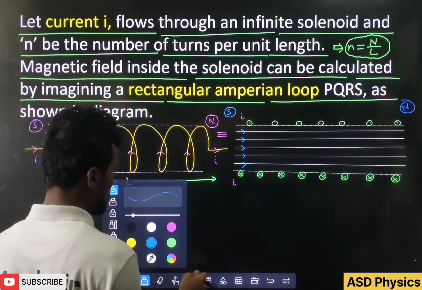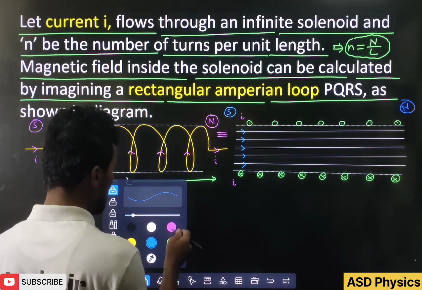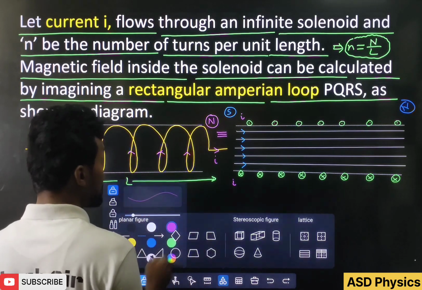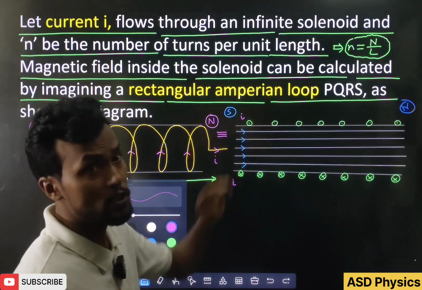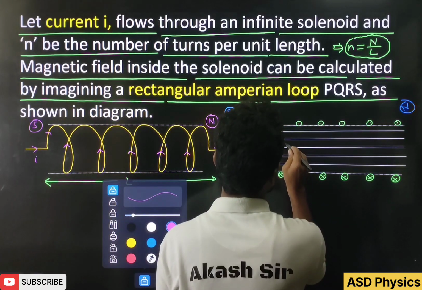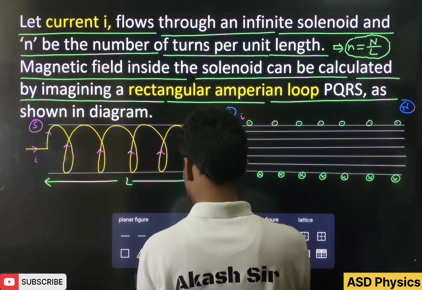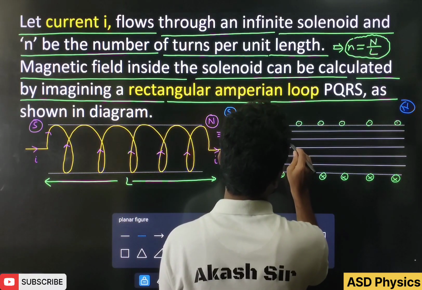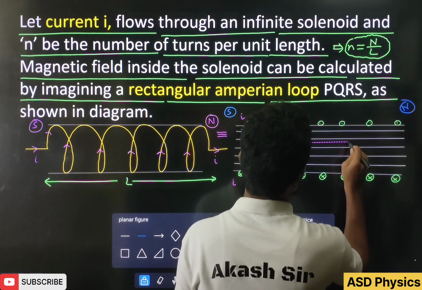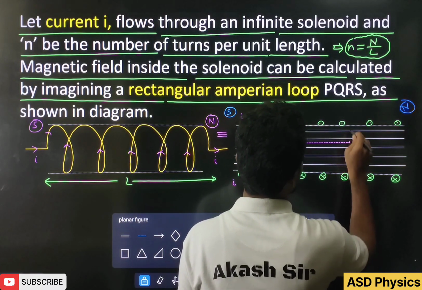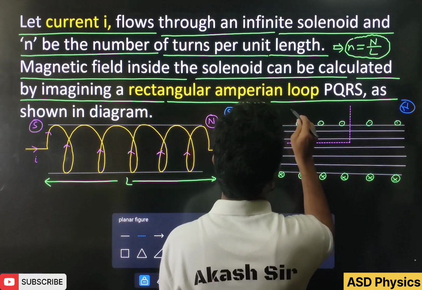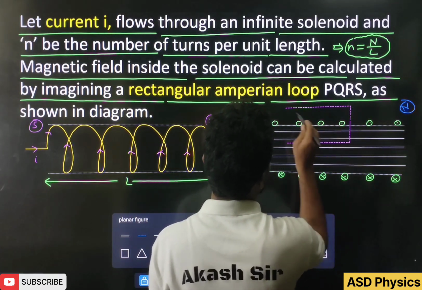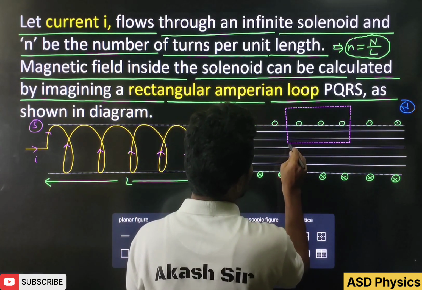To calculate the magnetic field, what do we have to do here? We have to take which loop? A rectangular loop, PQRS. Is it? So see here, I am taking some rectangular loop. See the loop I have taken here. It is imaginary, no? So we are writing it here with a dotted line. Is it like this? See, this loop I have taken here.